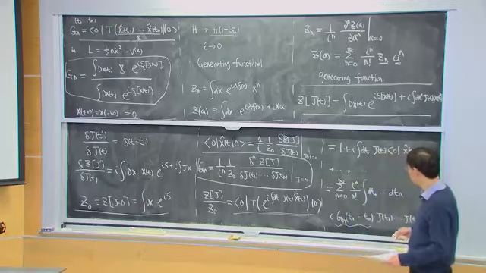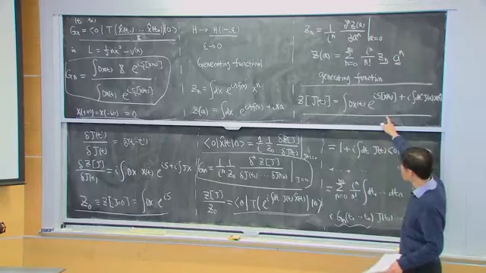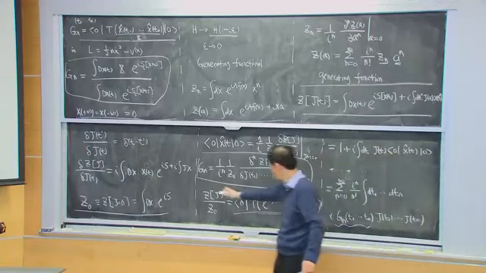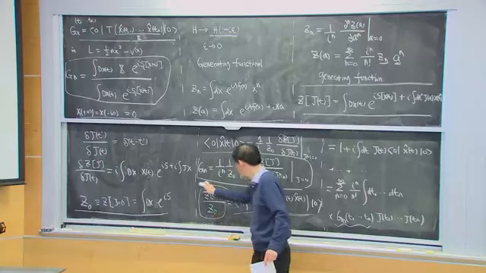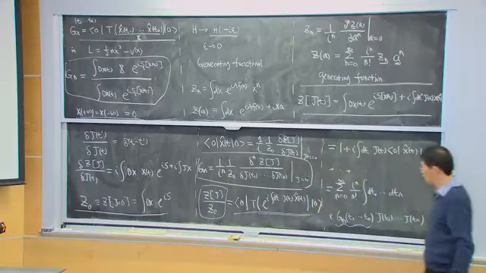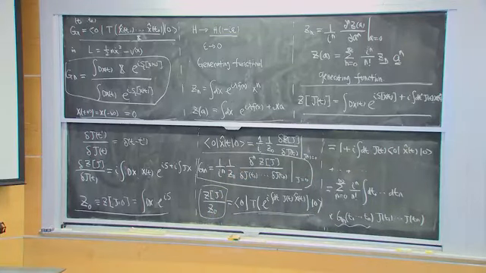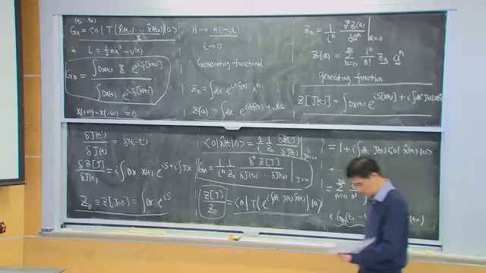So in the future, we will often just be computing this object. And then that will give us the generating function of the correlation functions. Then we can obtain correlation functions by taking derivatives. Okay.